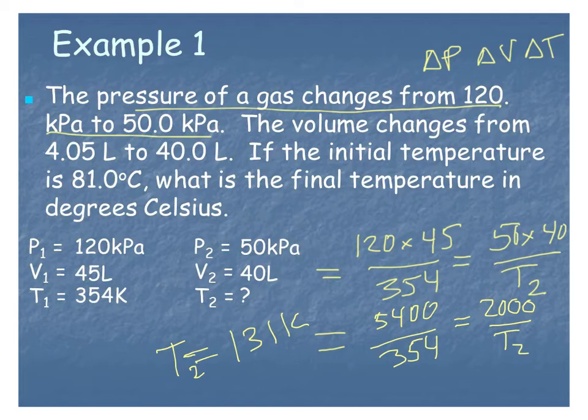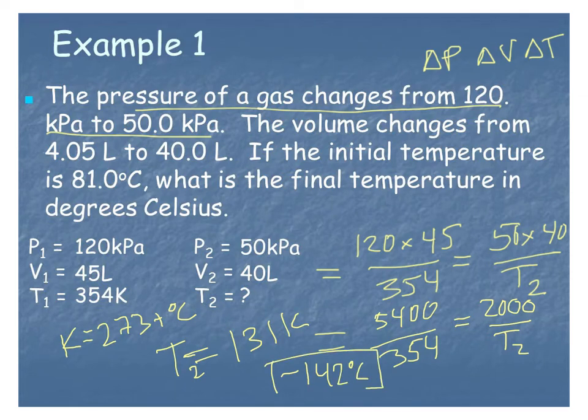number. What's 131 Kelvin? And then we need to subtract that from degree C, so we know that Kelvin equals 273 plus degree C, and so 131 minus 273 equals, we have a minus 142 degrees Celsius. So quite cold, right? We started out at 81 degrees C, and now we've reduced this to minus 142 degrees C. So it's quite cold.